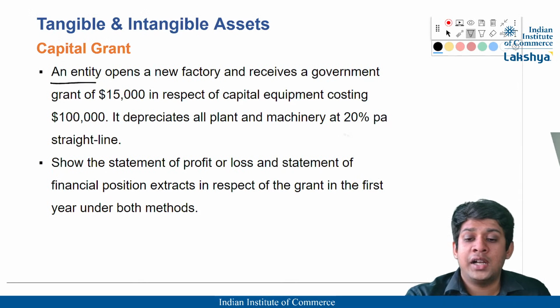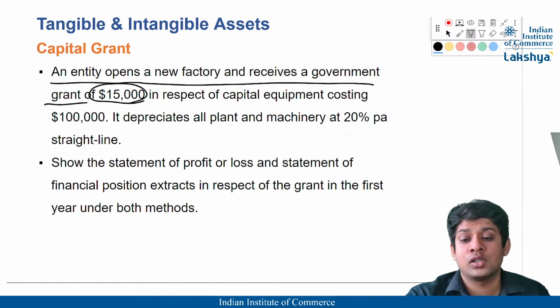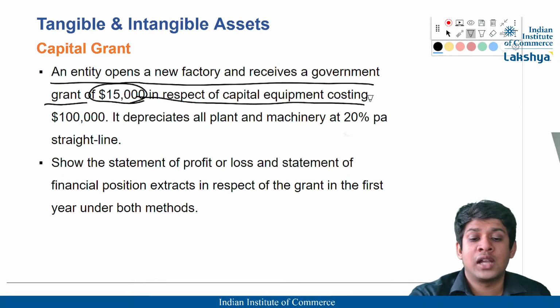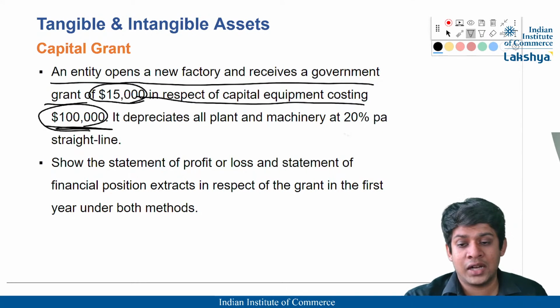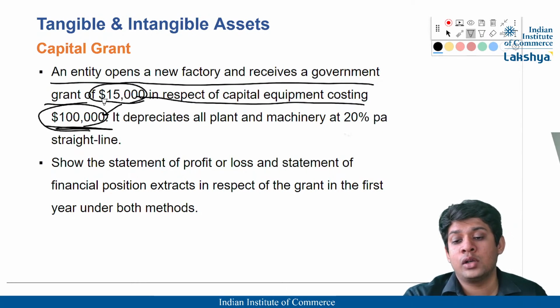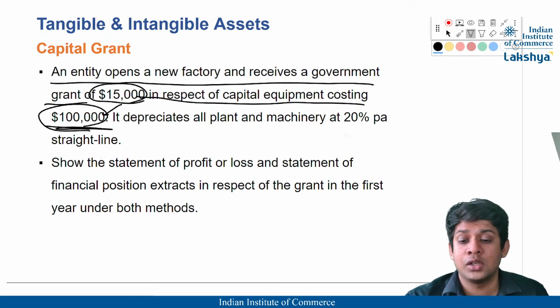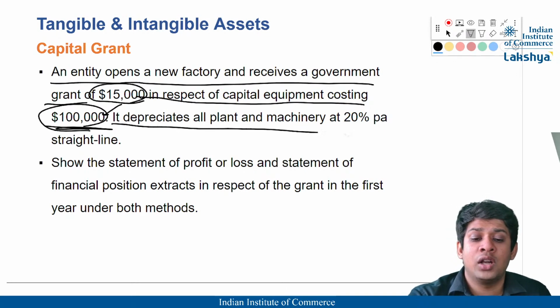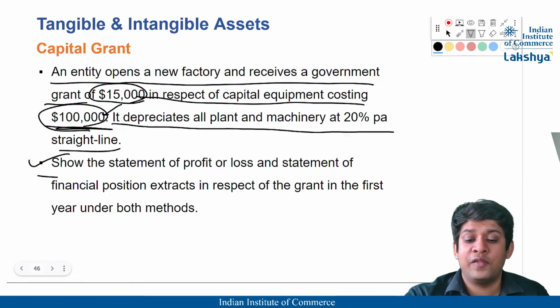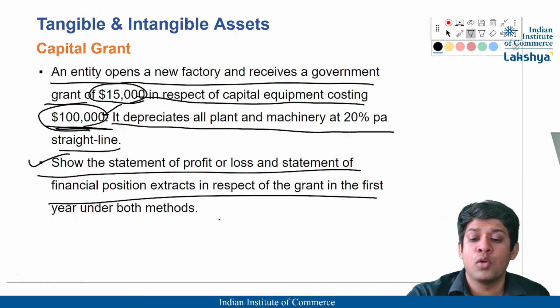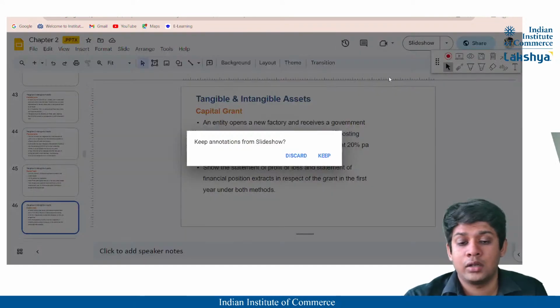Okay. An entity opens a new factory and receives a government grant for the factory of $15,000 in respect of the capital equipment costing $1 lakh. So they purchased a capital equipment of $1 lakh and for which they are going to receive a government grant of $15,000. It depreciates all its machinery on 20% straight line basis. You have to show the effect in the statement of profit or loss using both the methods of government grant.